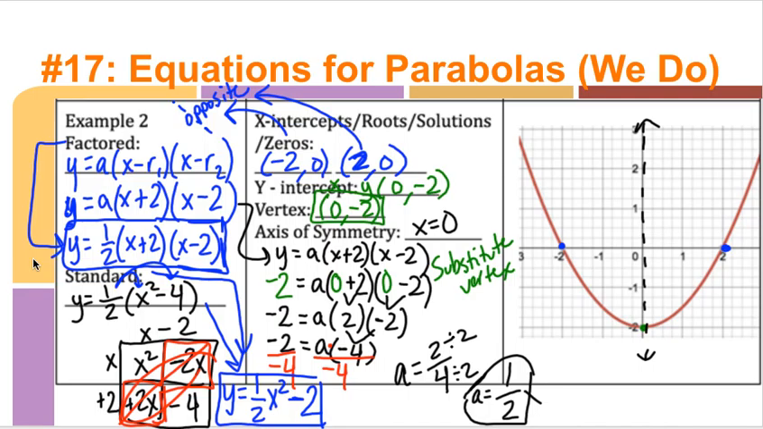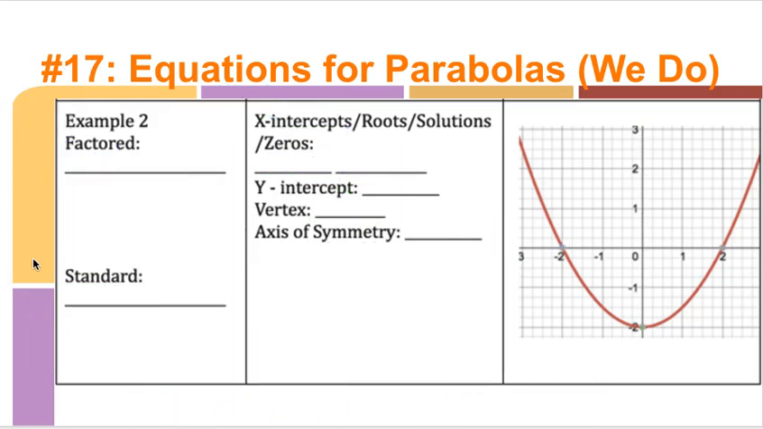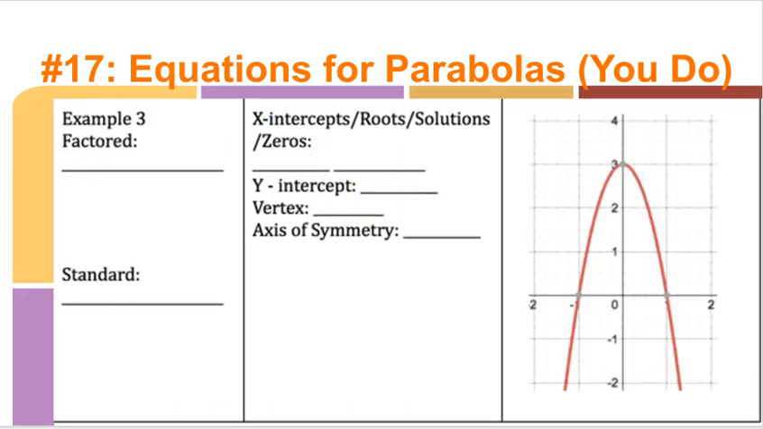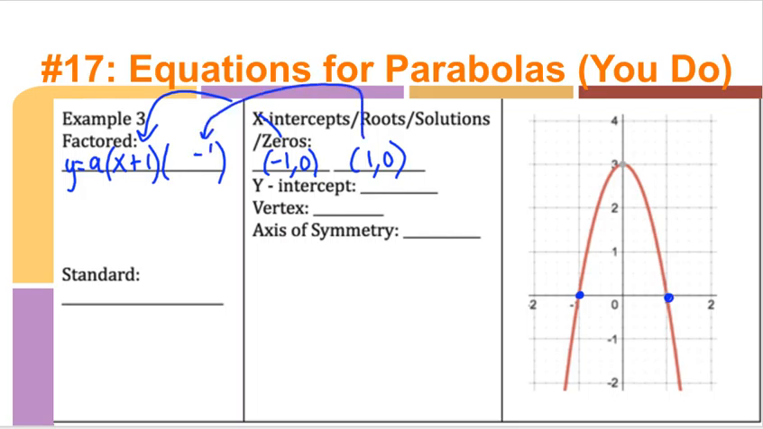Okay, I'm going to go ahead and do example 3. Example 3. Again, I want to begin with my x-intercepts. We've got (−1, 0) and (+1, 0). So I can begin writing my factored form equation. It's going to be y is equal to a multiplied by (x, opposite of −1 gives me +1), (x, opposite of +1 gives me −1).